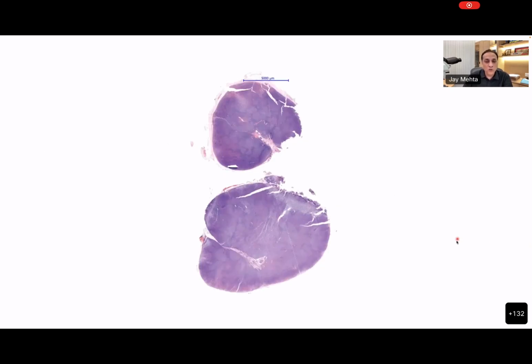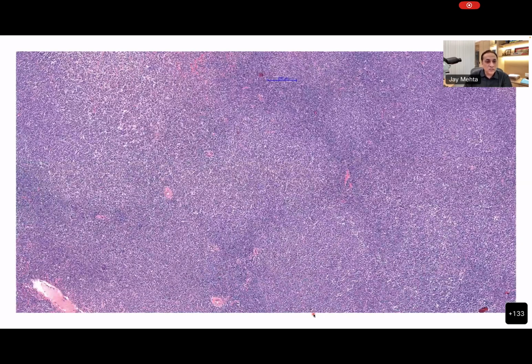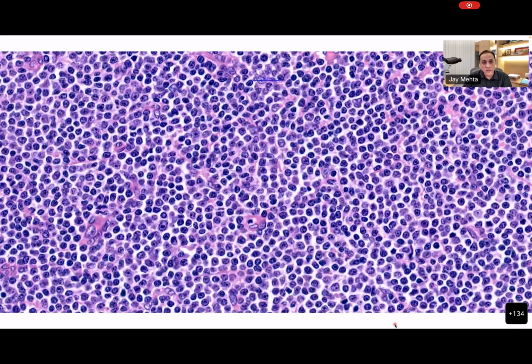So here's a low power view of a lymph node which is involved by CLL, and you can identify these small follicles, or nodules, whatever you may want to call it. If you can make out this architecture, these are all very small nodules or follicles. So this is a follicular or nodular growth pattern of a CLL. And look at the constituent cells; they're all uniformly round nuclei, very condensed chromatin, and small nucleoli.